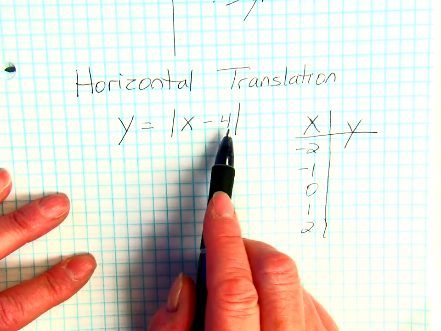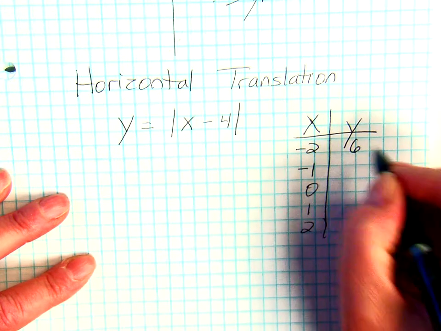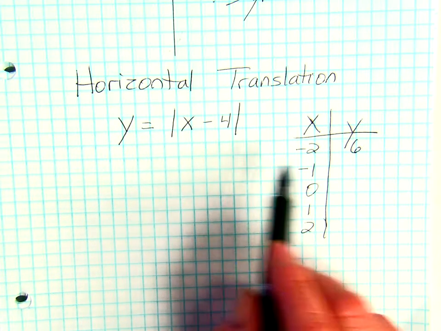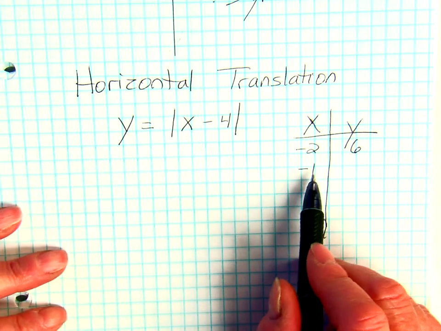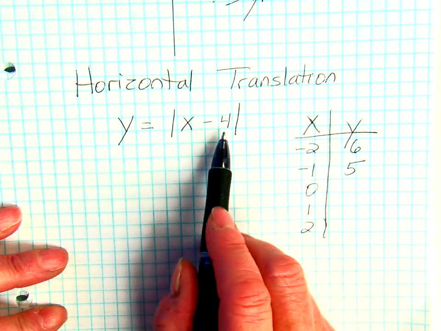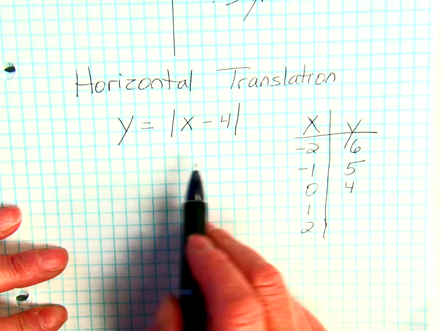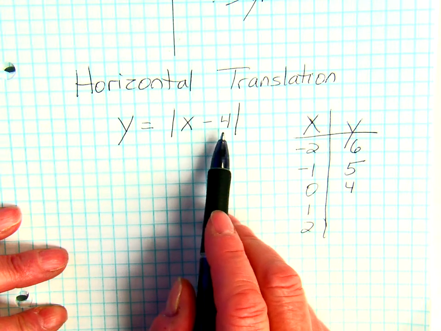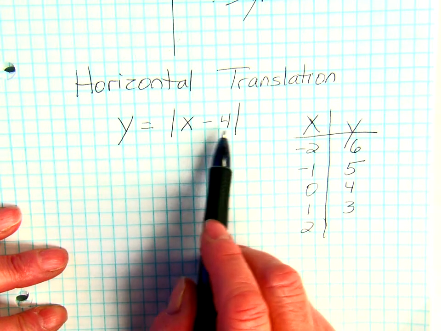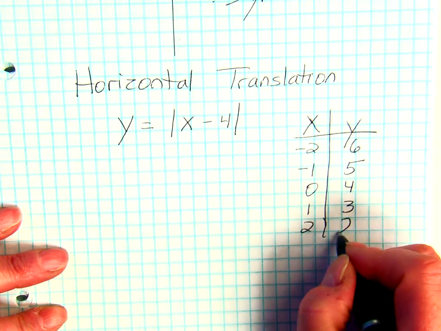-2 minus 4 is -6. The absolute value of that is 6. -1 minus 4 is -5. Okay, so absolute value is 5. 0 minus 4 is -4. Absolute value is 4. 1 minus 4 is -3. Okay, absolute value is 3. 2 minus 4 is -2. The absolute value is 2.